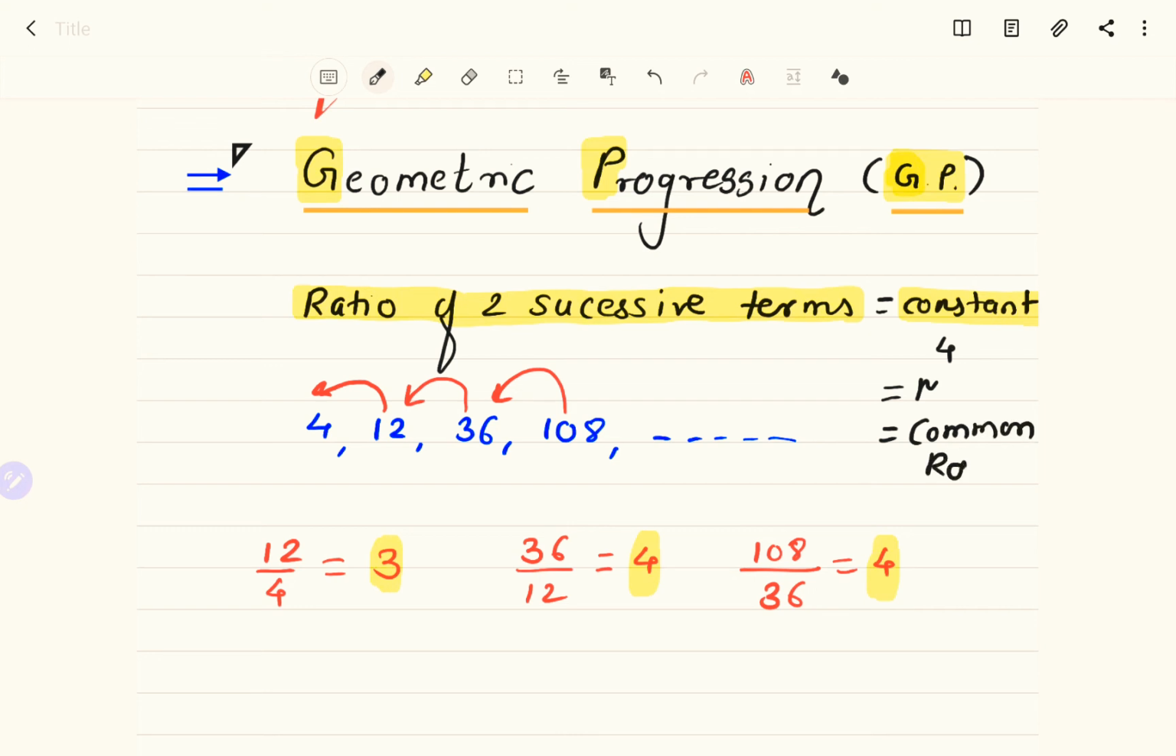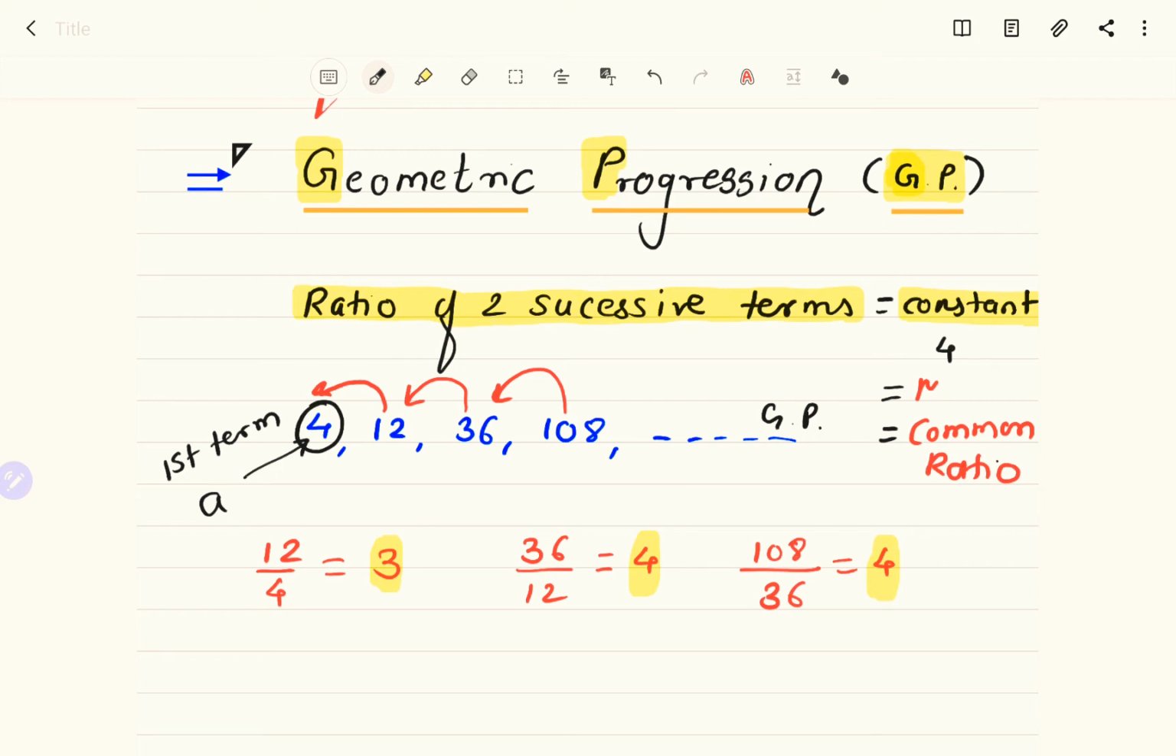If you remember, this ratio is called the common ratio, and as we already know, the first term of a sequence is denoted by small a. So this 4 is nothing but a, and this R, which is a very important term, is called the common ratio of the geometric progression. So here I am mentioning the sequence is in geometric progression.